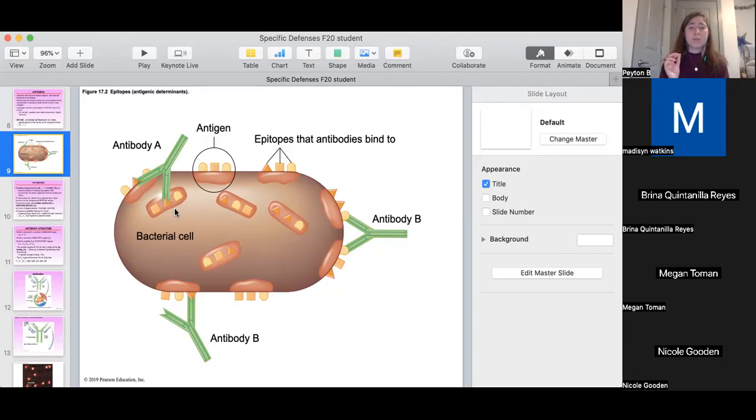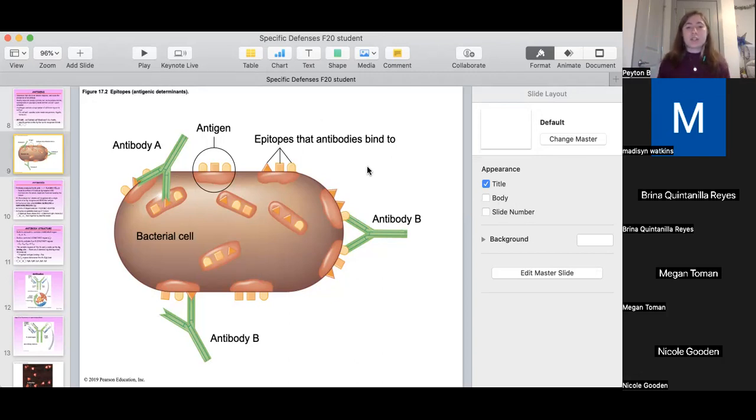So epitopes are the specific parts of antigens that antibodies bind to. Antigens are like the whole thing. Does that make sense? It gets a little bit confusing, especially since we refer to antibodies fighting antigens all the time. It's really a specific part of it. Yes, Brina, what are you confused about? I can try to explain it in a better way.